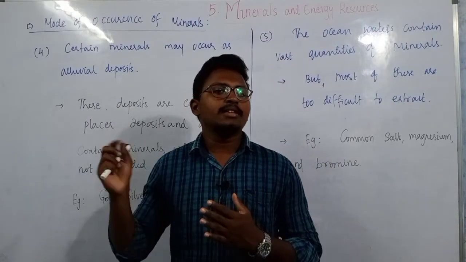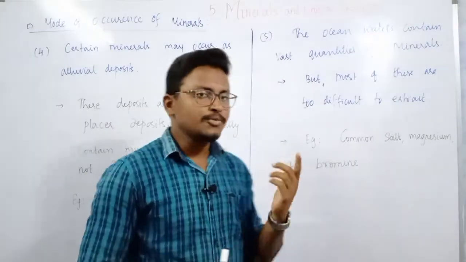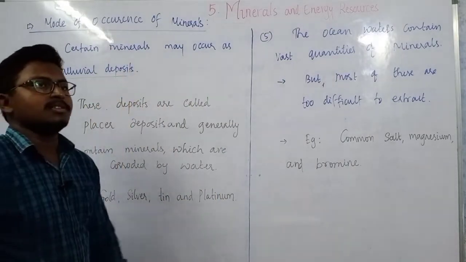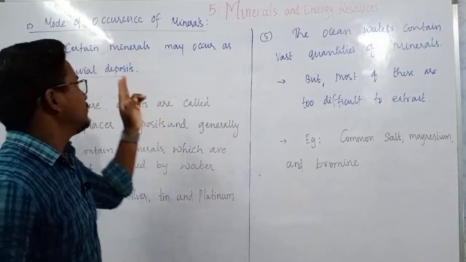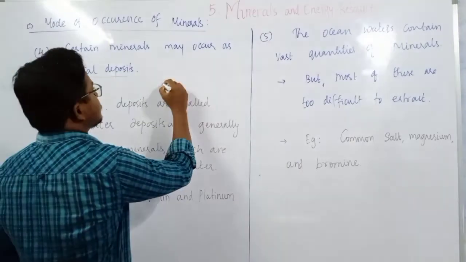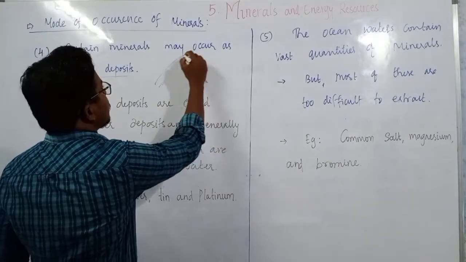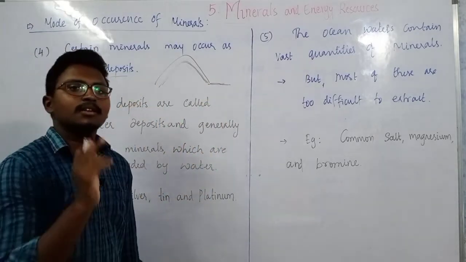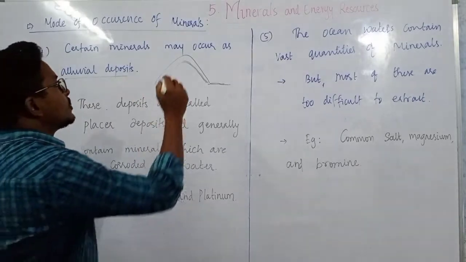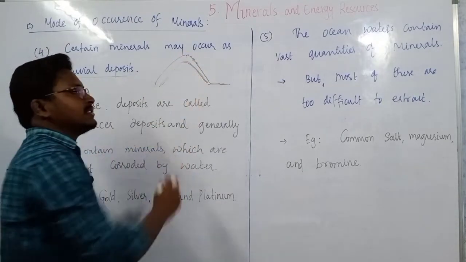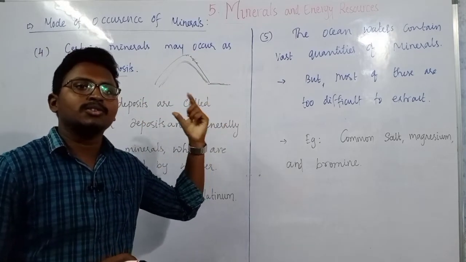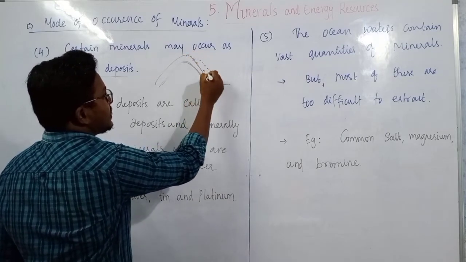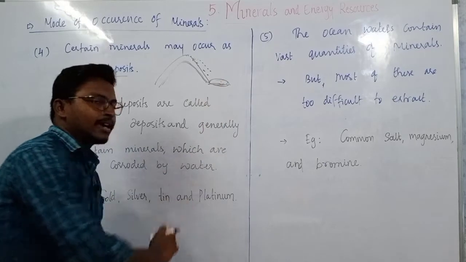Let us discuss the other forms of occurrence of these minerals. The fourth form of occurrence of minerals is in alluvial deposits. They basically occur at the base of a hill. Suppose this is any kind of mountain or hill; at the base of this hill or mountain we can find these minerals. Whatever minerals are present on the hills or mountains, due to erosion or weathering, all these mineral contents will be deposited here at the base of the mountain.